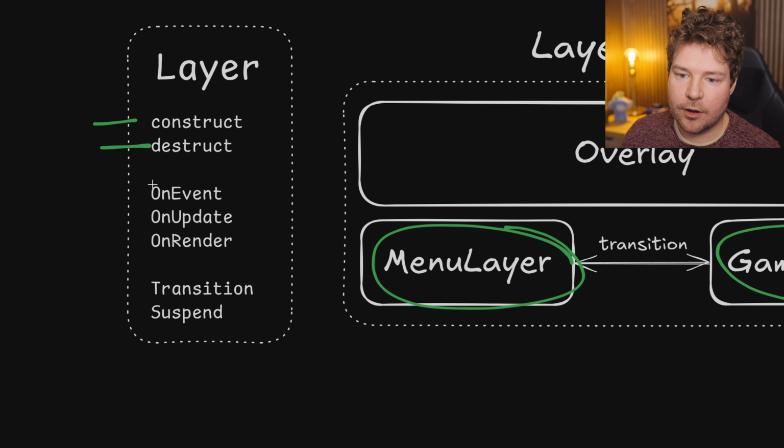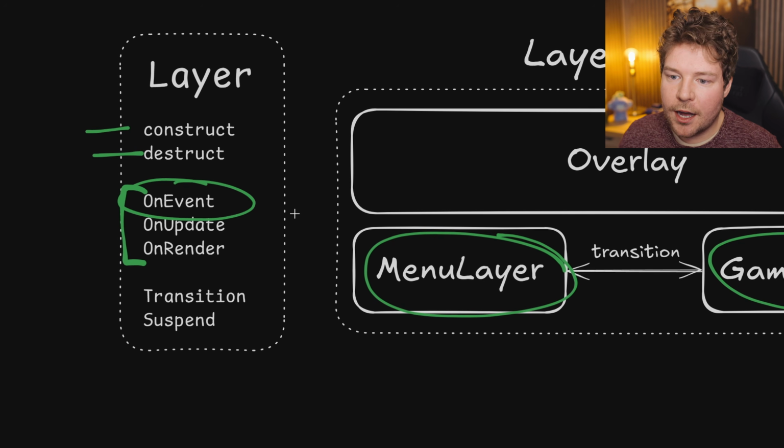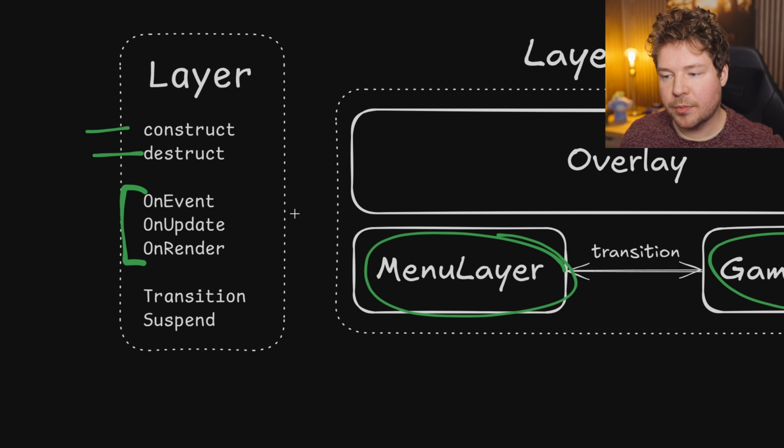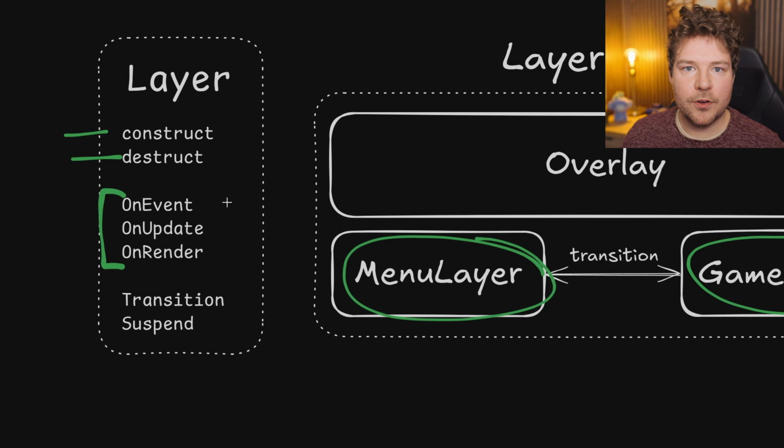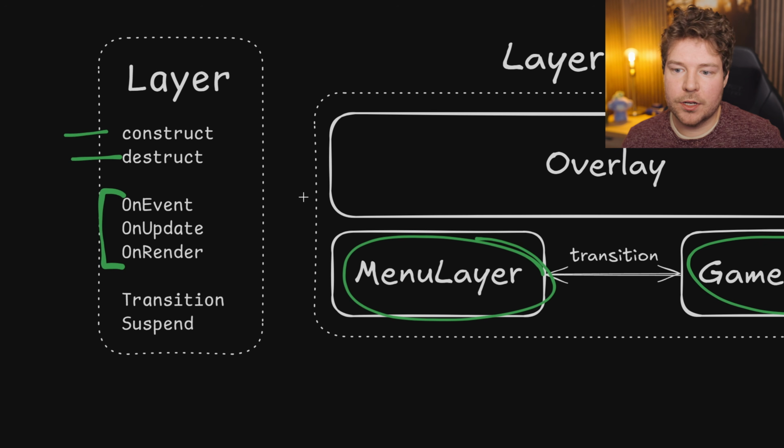OnEvent, onUpdate, and onRender, these three are kind of the meat of our custom functionality for that given part of the application. Events we are going to talk about in a later video, probably in the next video in this series, but that refers to basically all of our application events, whether that be a mouse button being pressed or a key being pressed, but also things like, was the window resized? We might want to respond to that.